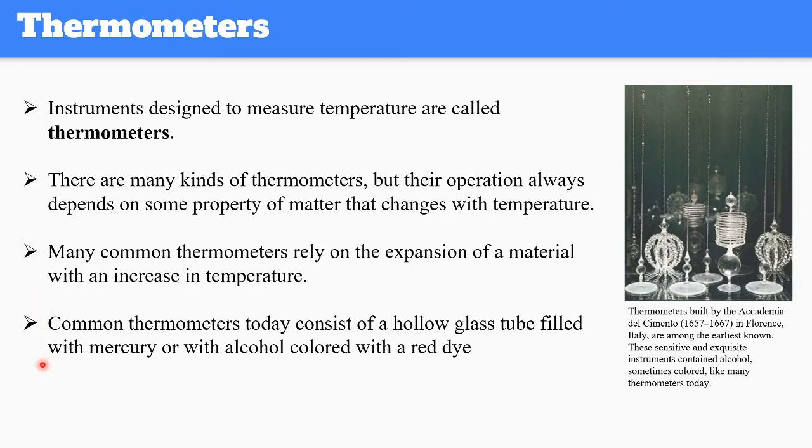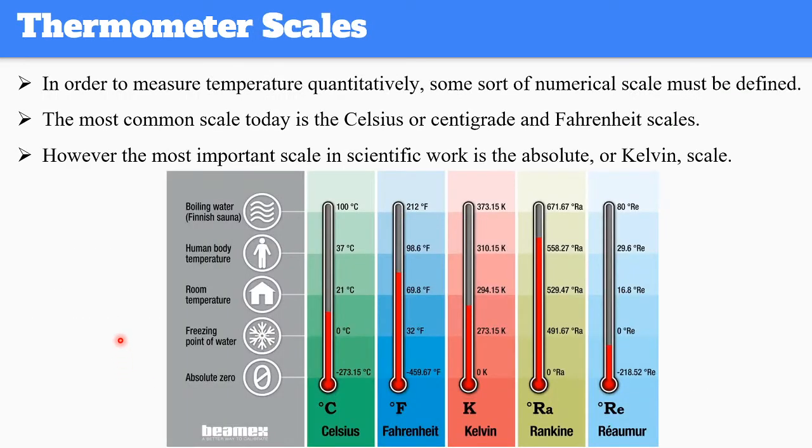The common thermometers today consist of a hollow glass tube filled with mercury or alcohol with different color. Once you heat it up, it rises, and then you are able to see the temperature. And this calibration is made according to the properties of the liquid or the alcohol that you're using in the thermometers.